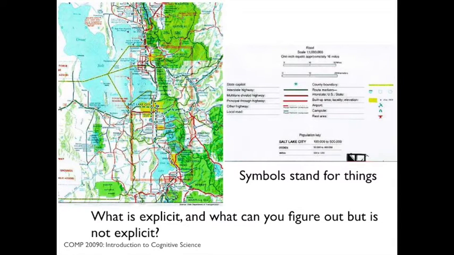Other information in the map is of a different nature. Some information is directly present, easy, low-hanging fruit. The names of things, for example, are just given there. You can just read the names of things on the map.